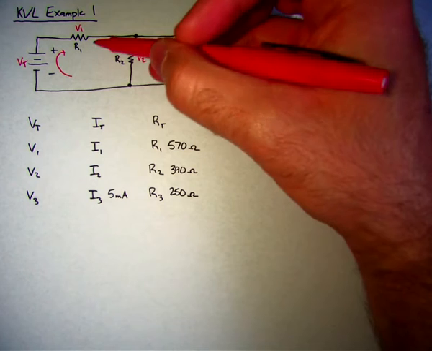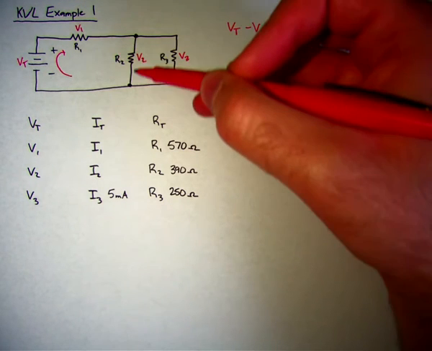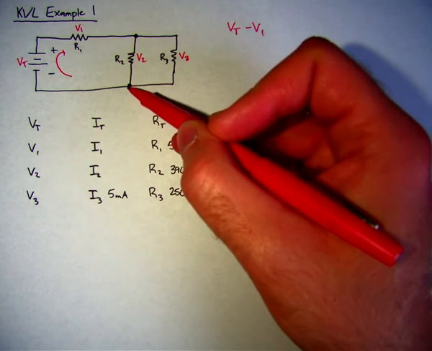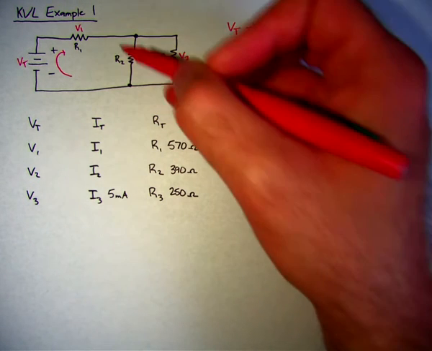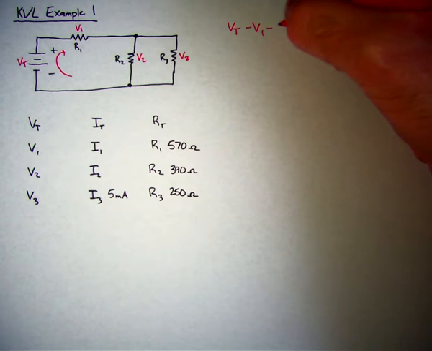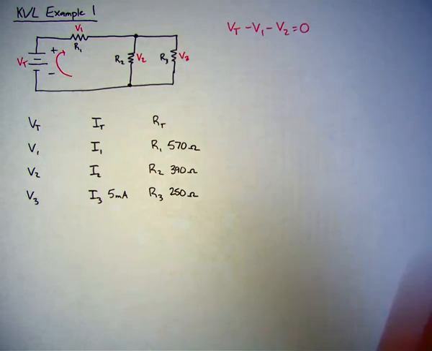V2 is also in the direction of the current, so the current's going to flow this way, and we're going to lose potential as well. If you think about it, potential should be 0 down here. So we're going to have some positive potential down to some 0 potential, so we're going to lose potential, so that's minus V2, and that equals 0.